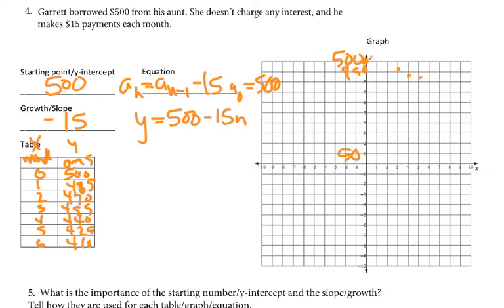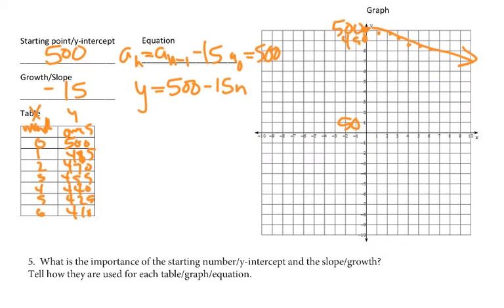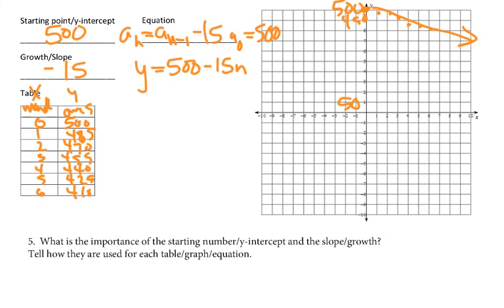And 425. Yeah, so this is going to look like that, going very slow, isn't it? Okay. So, number 5, why is it important? What's the importance of the starting number, which we also call the y-intercept on the graph, because it's on the y-axis every time, and the slope or the growth? How do we see them in each one of these?